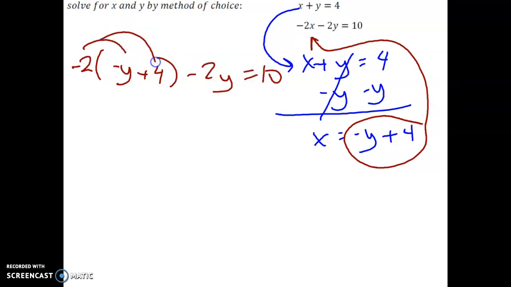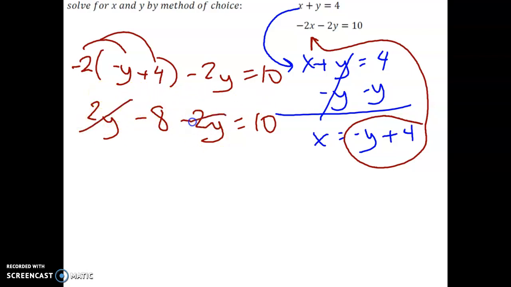All right, I'm going to distribute my negative 2 right here. So I'll get positive 2y minus 8 minus 2y equals 10. All right, let's combine like terms. Positive 2y and negative 2y, those are opposites. They cancel each other out. And so what I'm left with is negative 8 equals 10.